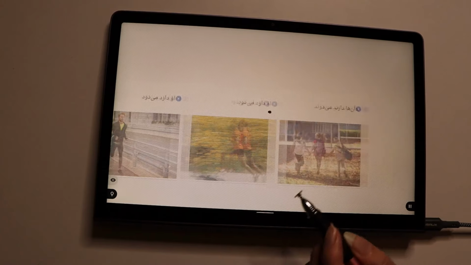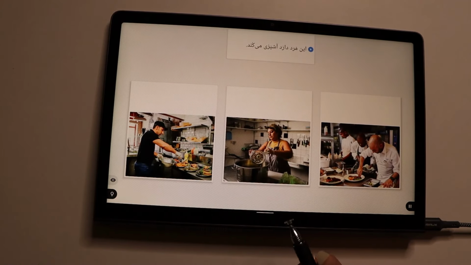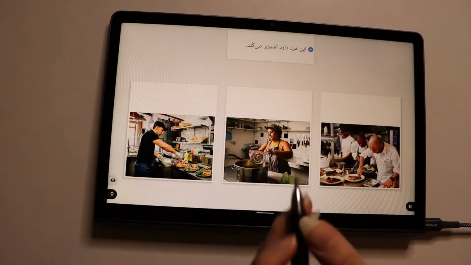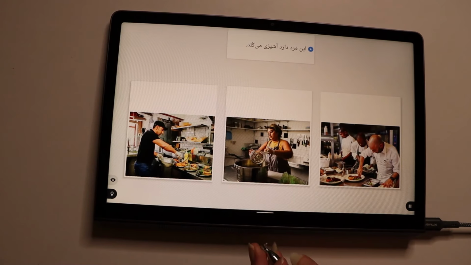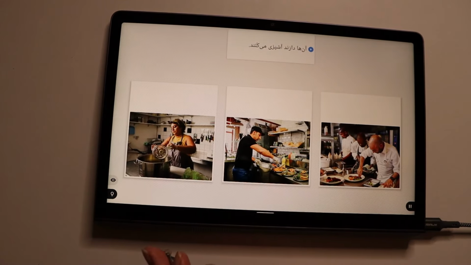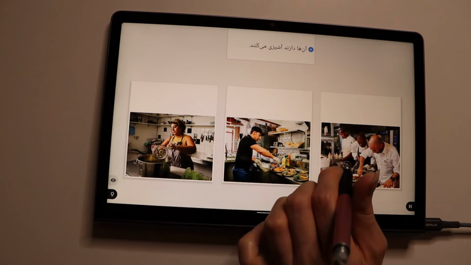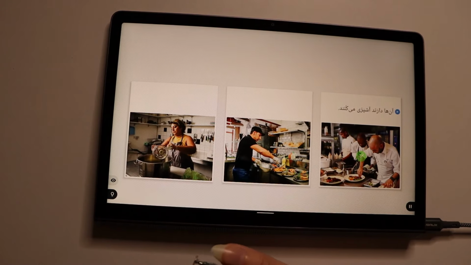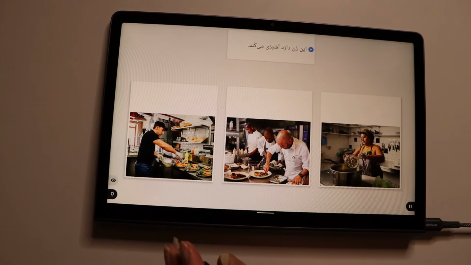Onha and mard. In mard dorad ashpazi mikonad. A man cooks. Onha dorand ashpazi mikonand. This is multiple people cook. In zan dorad ashpazi mikonad, this is one woman cooks.